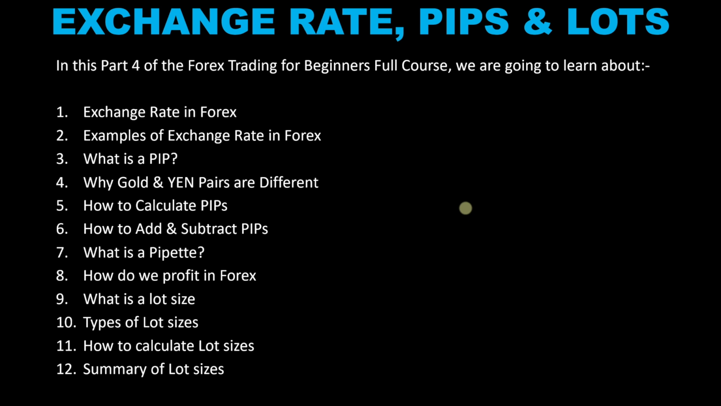In this part 4 of the Forex trading for beginners full course, we are going to learn about the exchange rate in Forex, examples of exchange rate in Forex, what is a pip, why gold and yen pairs are different, how to calculate pips, how to add and subtract pips, what is a pipet, how do we profit in Forex, what is a lot size, types of lot size, how to calculate lot sizes, and a summary of lot sizes.